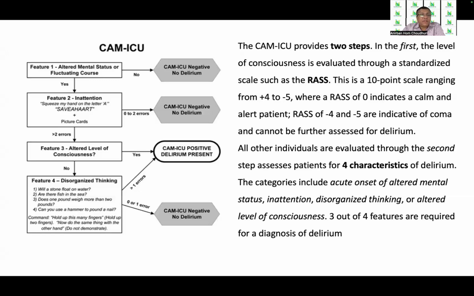So if the patient commits 0 or 1 error, the patient is CAM ICU negative, that is, no delirium. If the errors are more than 1, then the CAM ICU is positive or delirium is present. Now, 3 out of 4 features are required for the diagnosis of delirium, that is from feature 1 to feature 4. So 3 features are required.